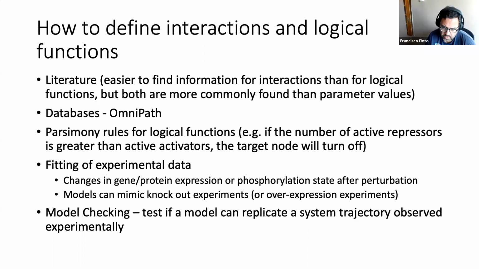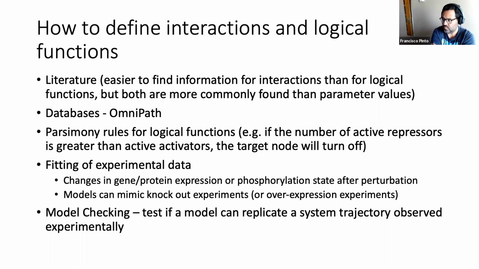And sometimes what people use, in the absence of information, are parsimony rules. So, for example, if a node has 3 repressors and 3 activators, the majority wins. That is, if there are more active repressors than active activators, then the node will go to the off state. But if there are more active activators than active repressors, the node will turn on. So in the absence of information, it is easier to assume that.